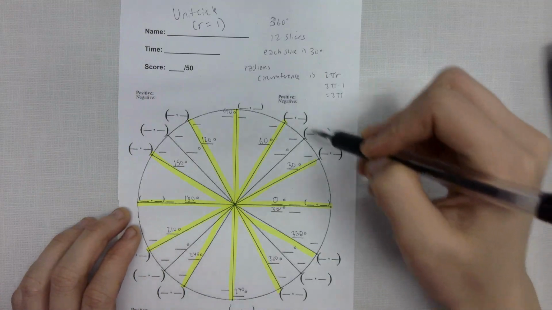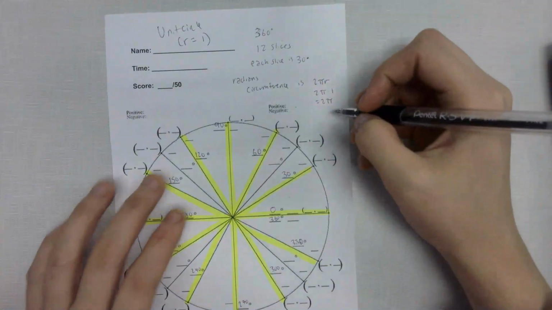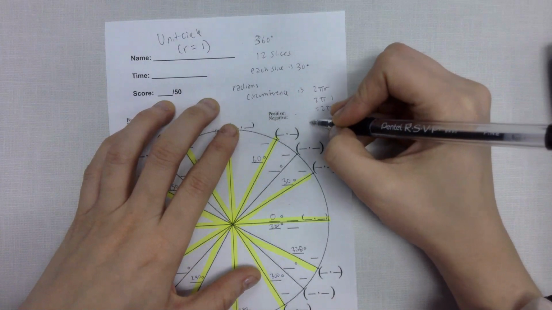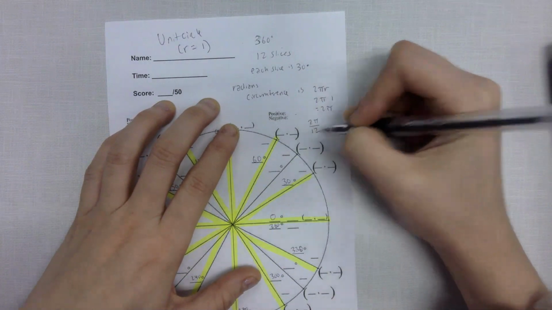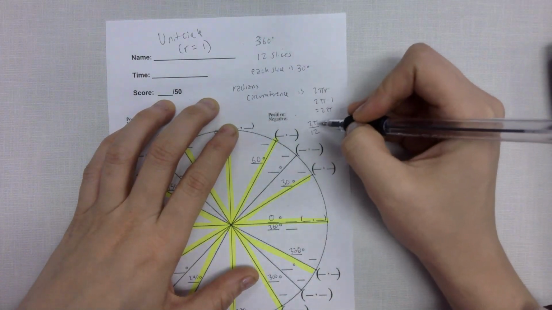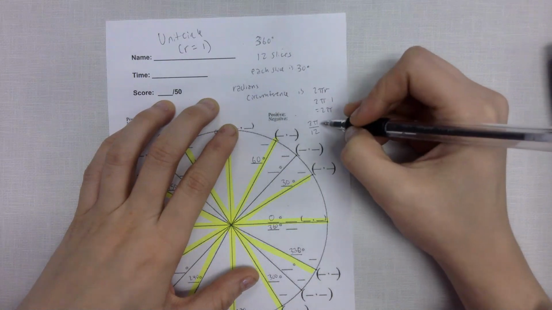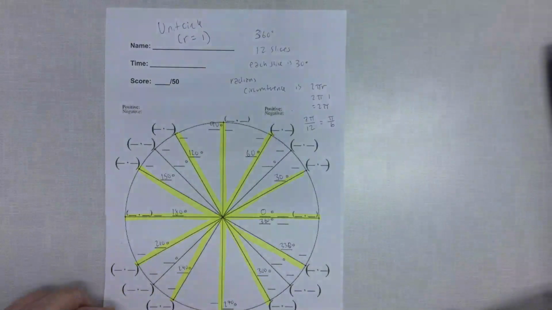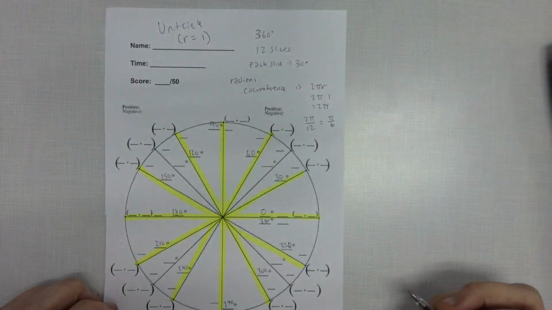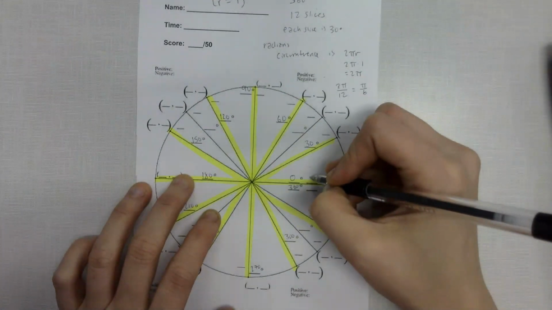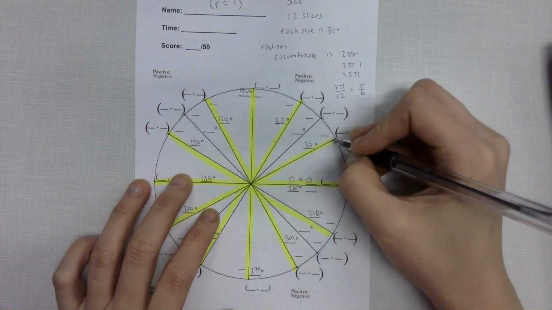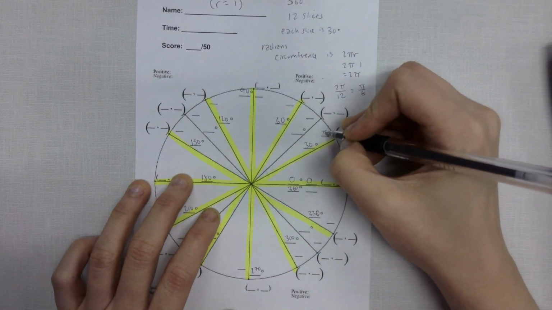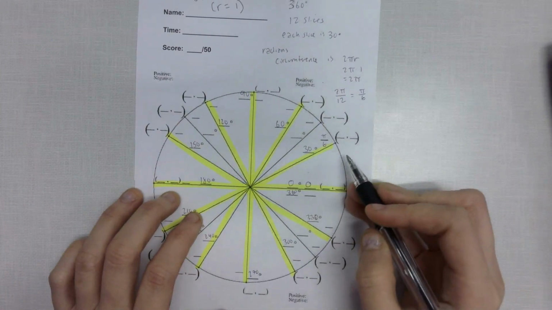So we want to think of what each slice would be. If the entire crust is 2 pi, then each slice is 2 pi divided by 12. And we can keep pi, but we want to simplify this. They're both divisible by 2, so we can write that as pi over 6. So the crust is divided into 12 pieces. We're going to start here at 0 radians. Then we go up one slice, so we go pi over 6.